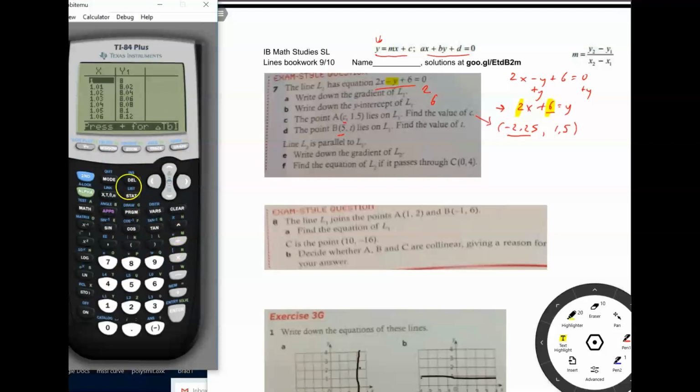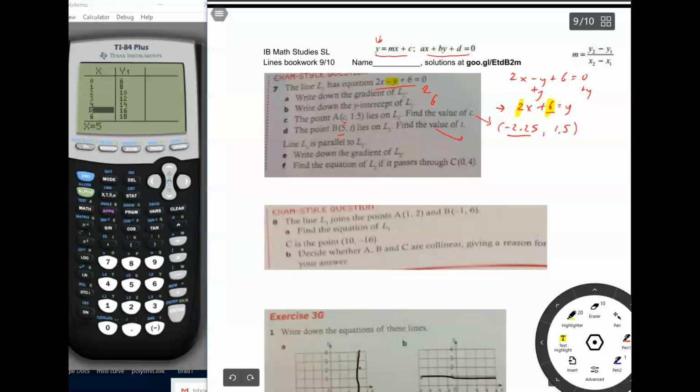Oh, it didn't work. Wait, second table set. Oh, we're supposed to change the table start to 0, and then we're going to change the delta table to 1. Okay, now I'm going to look for what is the y value when the x value is 5. It's 5 comma 16. Okay, so the ordered pair is 5 comma 16. And the t value would be 16.